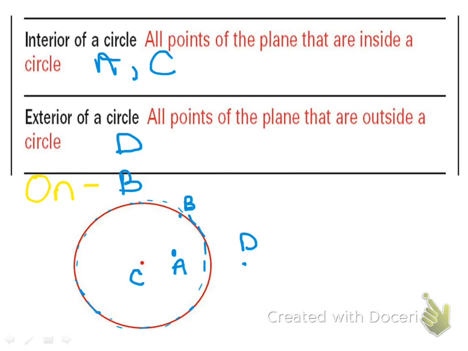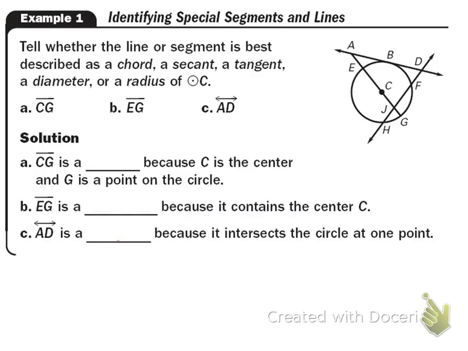Okay? It might not seem so important right now, and it may seem like common sense, but later in this chapter it's going to become extremely important that you can identify where the points are. Identifying where the points are at will determine which rule you will use to find the measure of your angles. So, moving on.